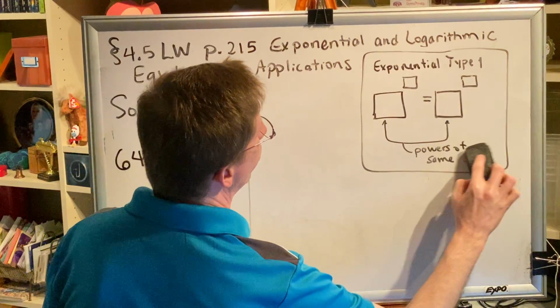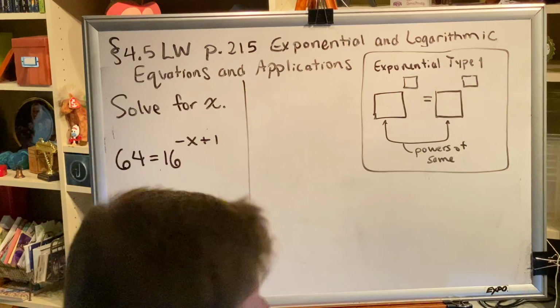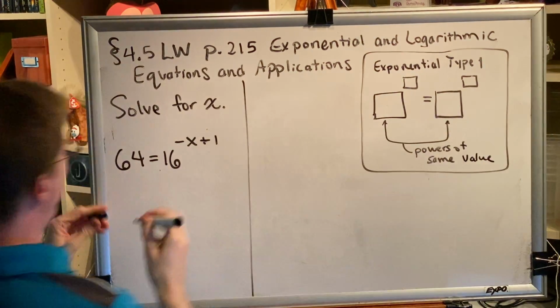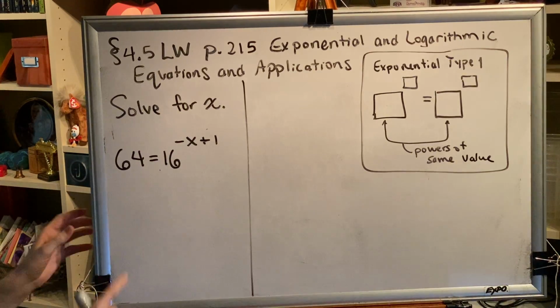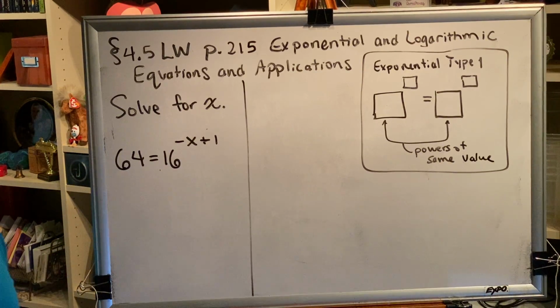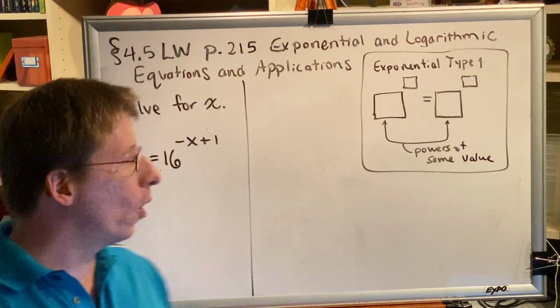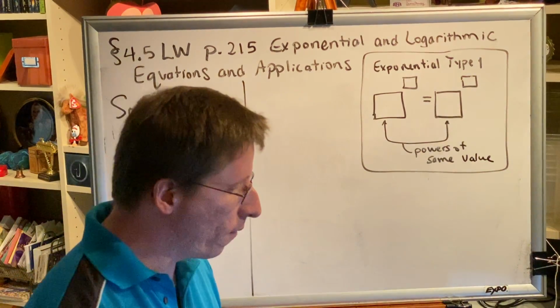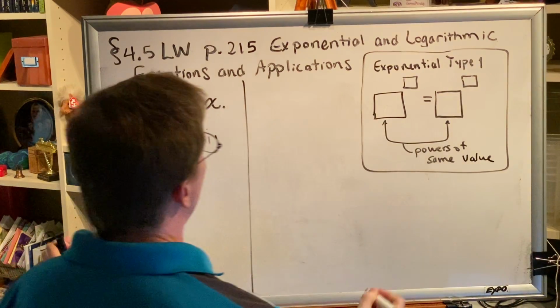I'm going to change this word to value here. I like that a little bit better. Okay, so here's how we're going to do that. So we've got a 64 and a 16. What's so interesting about this problem is that we're going to rewrite both of these bases using our prime factorization, just as we did in the previous problem.